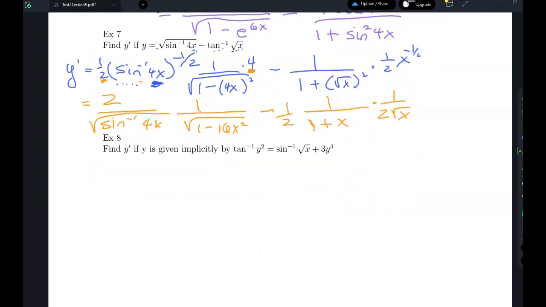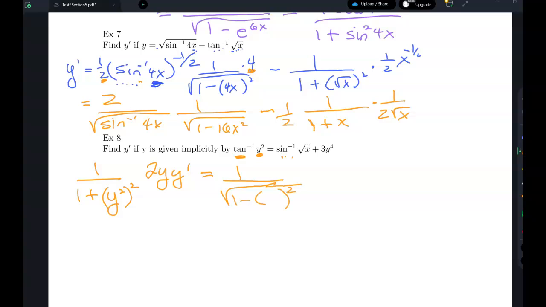All right, one more. The derivative of arctangent is 1 over 1 plus stuff squared times the derivative of y squared, which would be 2y, y prime, equals, okay, derivative of arcsine, 1 over 1 minus stuff squared. The stuff is root x. And then I have to multiply by the derivative, so that's 1/2 x to the negative 1/2. And then moving to the last term, I get a plus 12 y cubed times y prime.